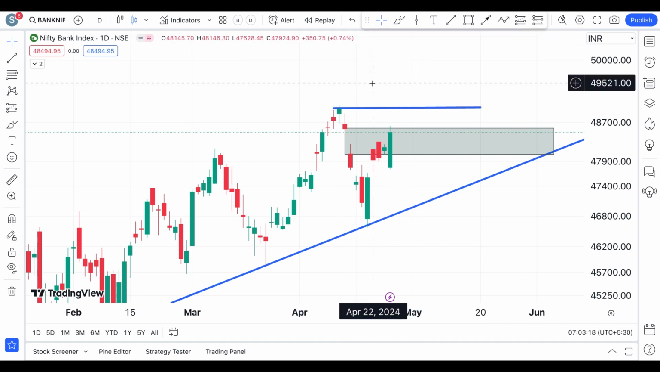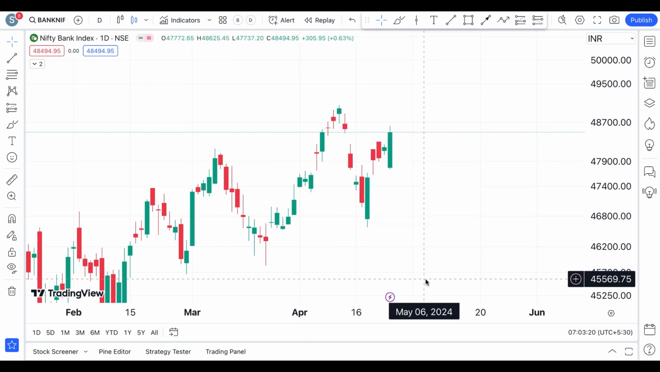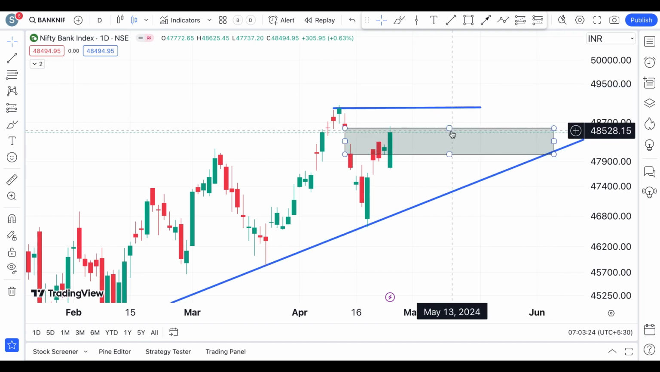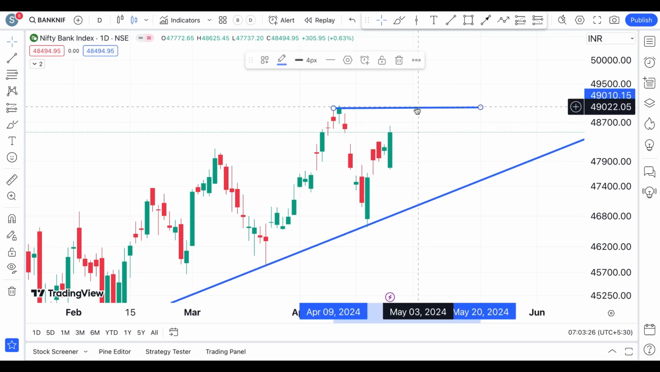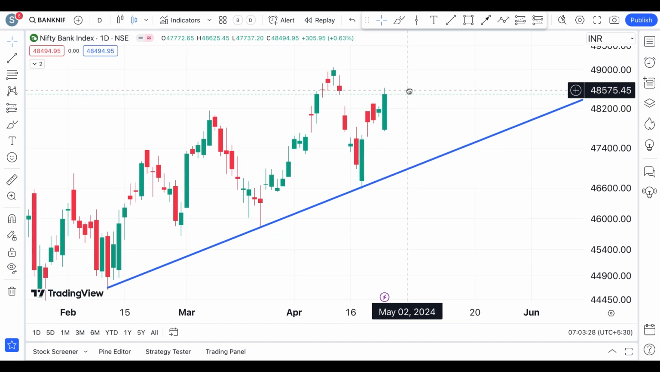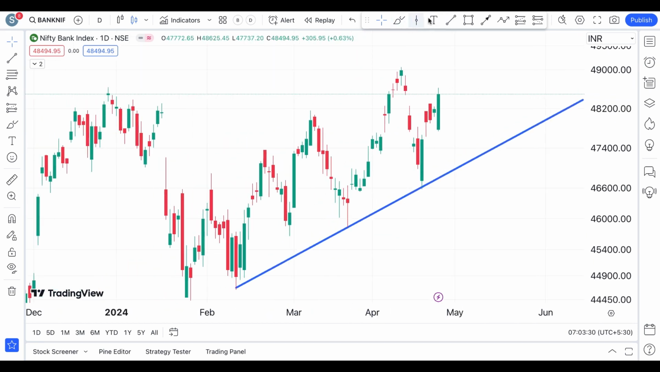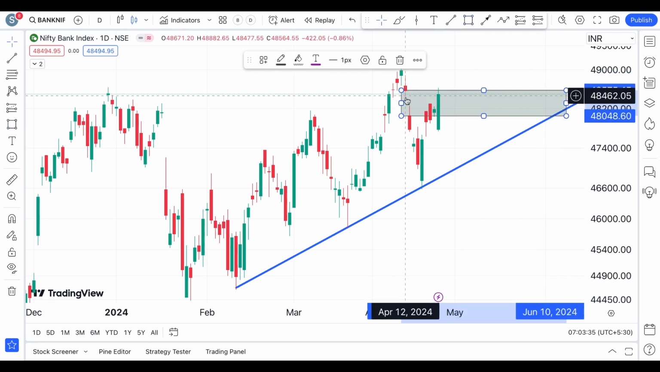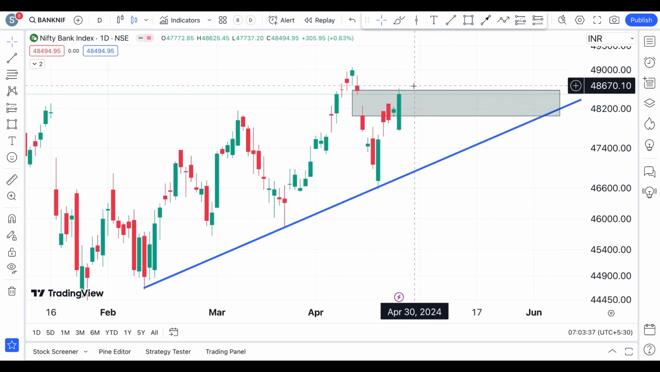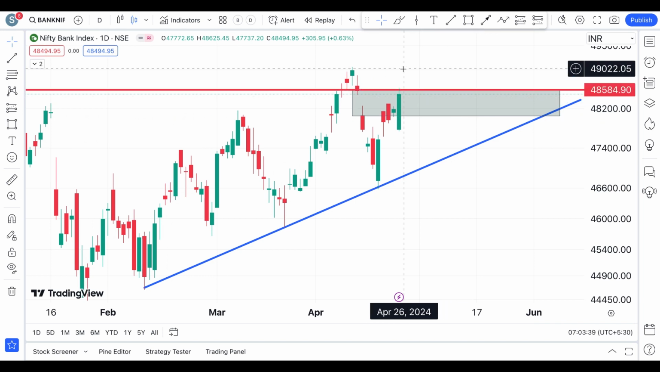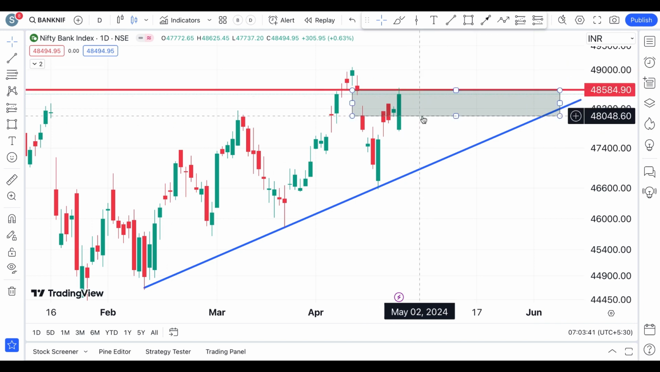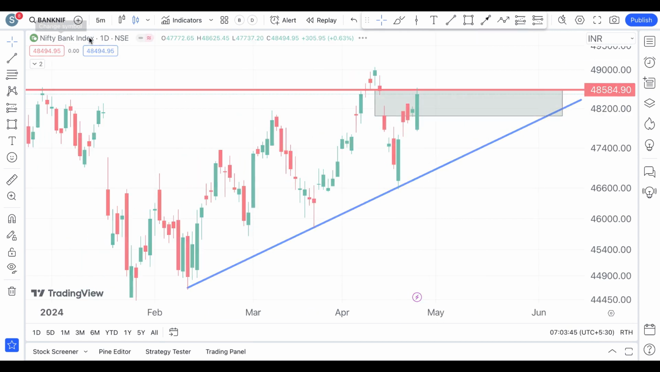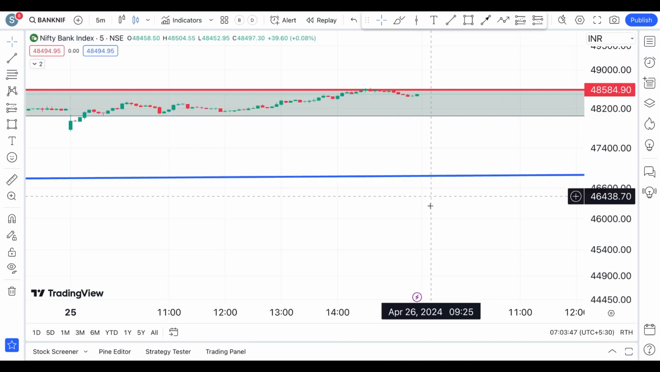So now let's quickly remove all these drawings first. Yes, and I hope you have marked this. You need to keep this marked between these two candles on the daily time frame in the Bank Nifty, and the uppermost level of this area is going to act as a resistance level. Okay, and now let me dive into the 5 minute chart. Let's keep those drawings for your reference.